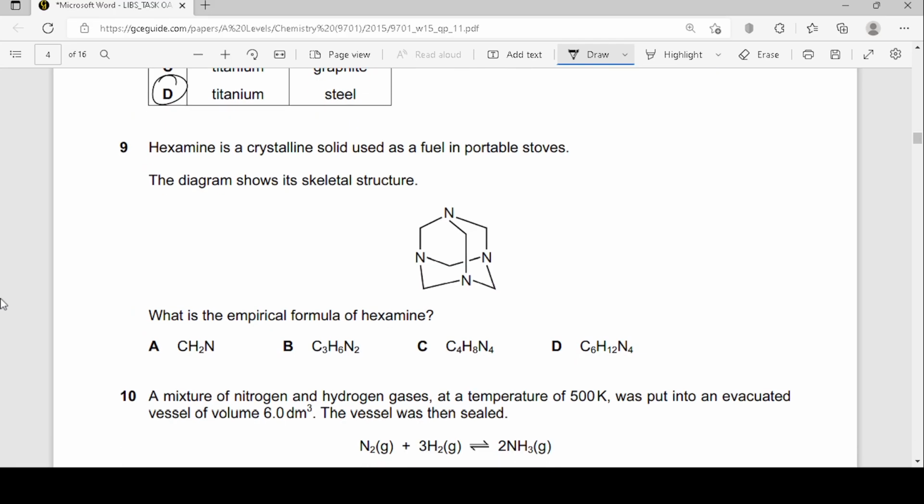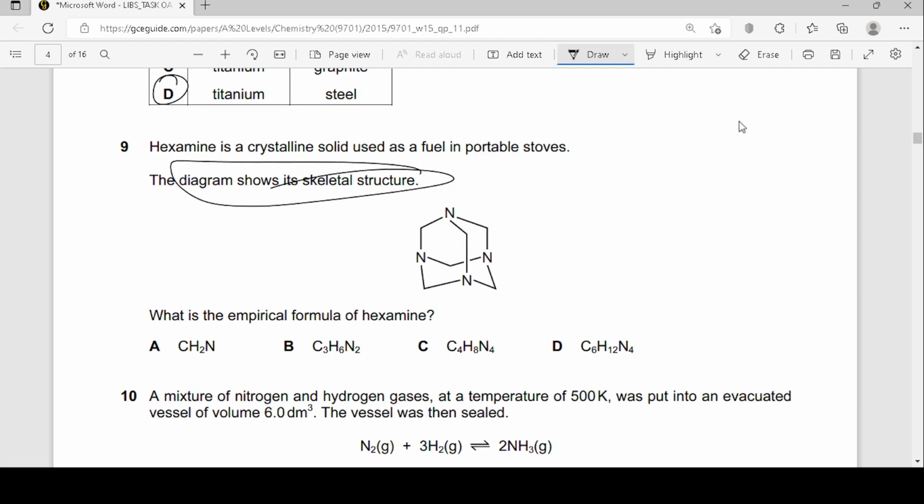Hexamine, question number 9. Hexamine is a crystalline solid used as a fuel in portable stoves. The diagram shows its skeletal structure. What is the empirical formula of hexamine?